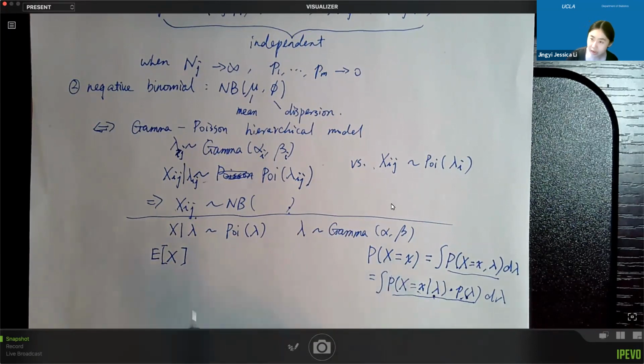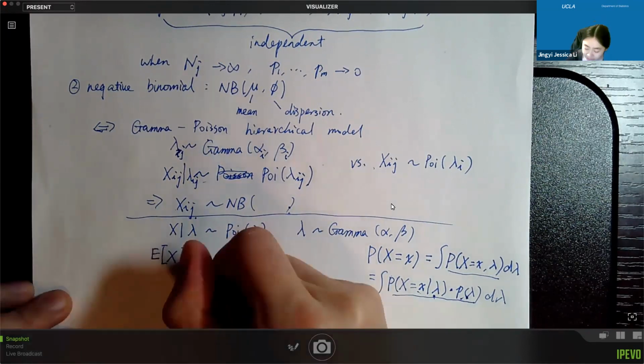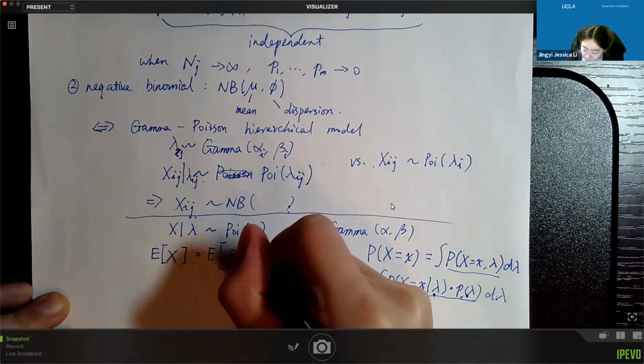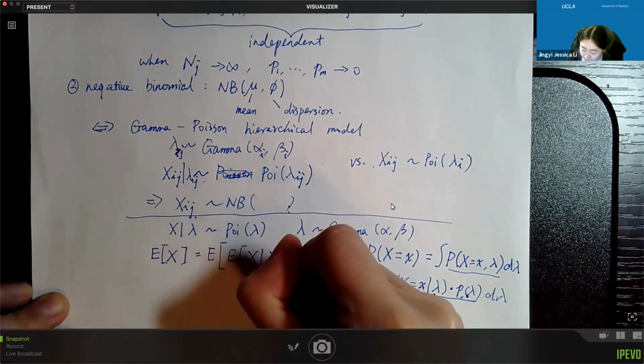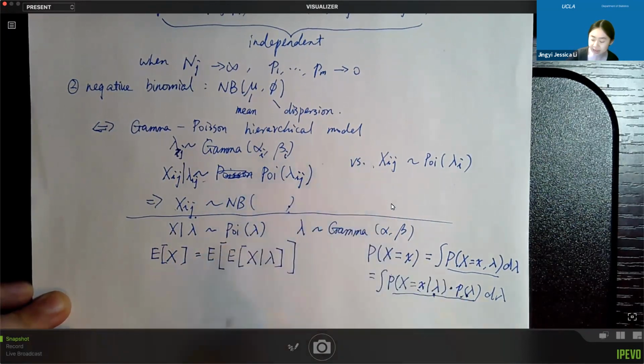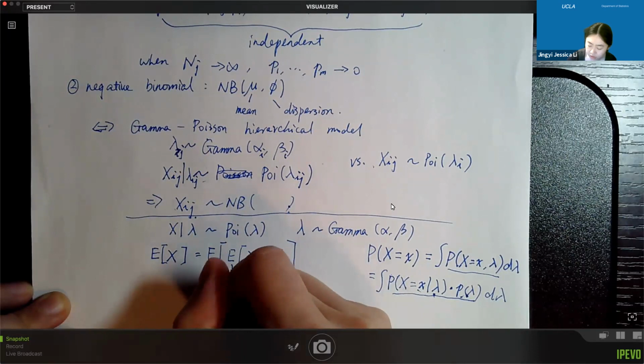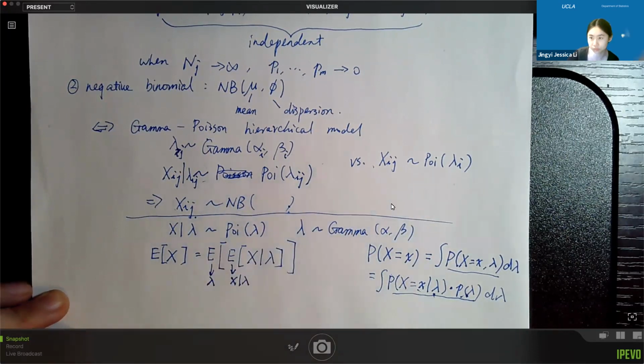Coming back to the Tower rule, this is very important for calculating expectation. You don't even need the integration for this. We can first write down the expectation of X given lambda, and then we take another layer of expectation just for lambda. The inner expectation is for the conditioning distribution, while the outer expectation is just for the lambda distribution.